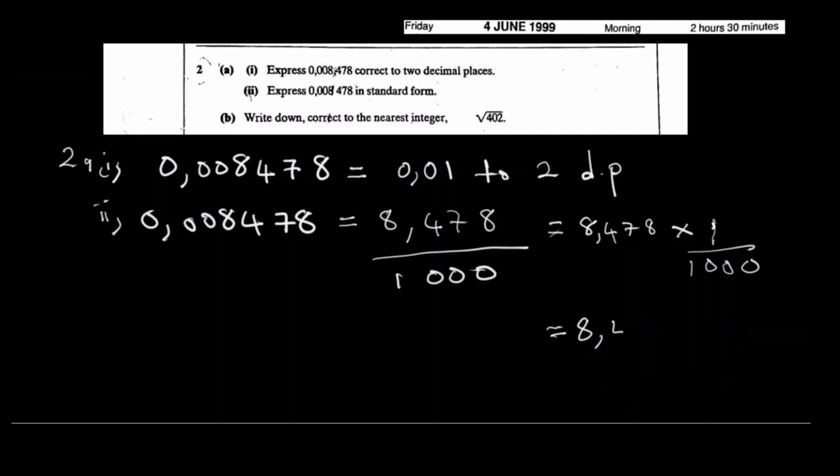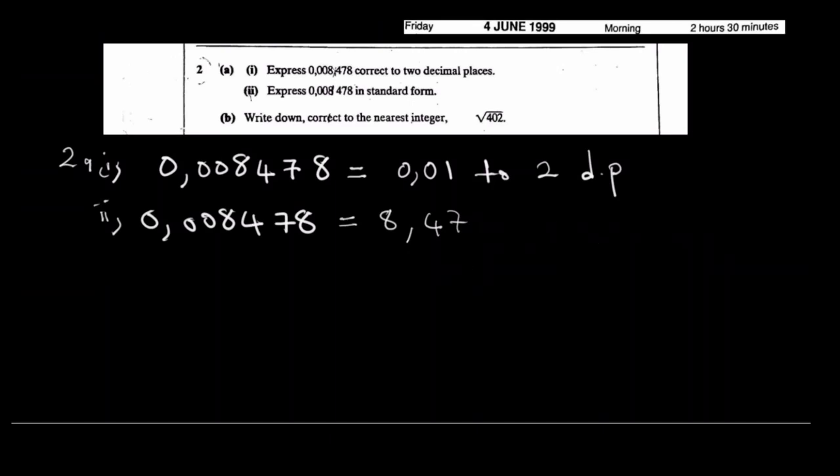I have to rewrite that one in case of those who are recording. So this will be how it will be represented, times 10 to the negative 3 in standard form. Okay. Let us go to 2B.